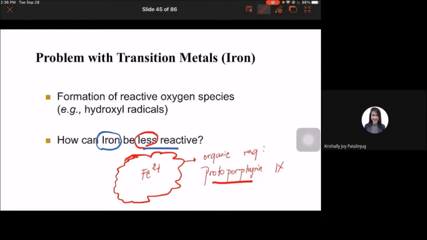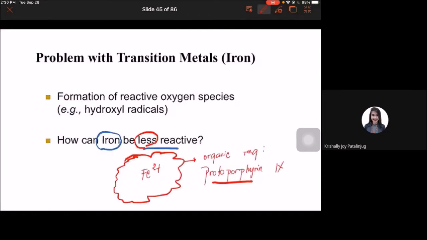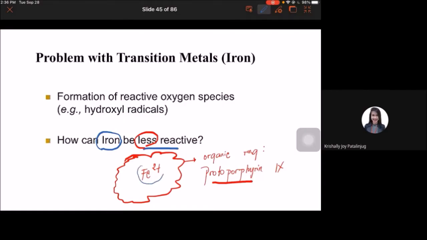So, nasolusyonan na lahat ng problem. Protected na yung iron. Di ba kailangan natin protektahan si iron para maging less reactive siya. Ano ba yung role ni iron? Siya yung dito magbabind yung oxygen molecule sa prosthetic group na to, di ba? This is the prosthetic group, si iron. Diyan magbabind si oxygen. Now, this complex that is formed, that complex formed kapag may prosthetic group, protected by a protoporphyrin 9.